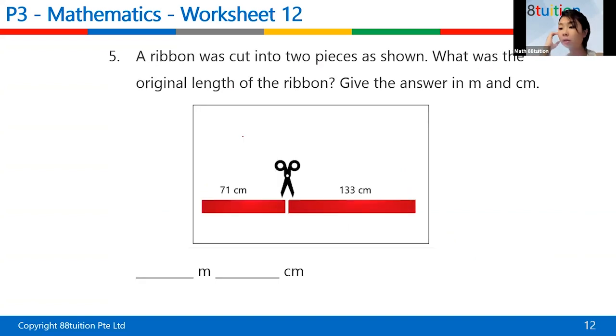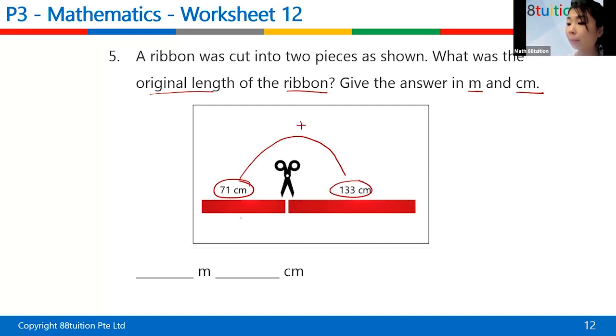All right, next question. We have a ribbon that was cut into 2 pieces. What was the original length of the ribbon? And I want my answer in meters and centimeters. So we want to find the original length, which means I need to add these two numbers together. I need to add piece A and piece B together. Okay? So the total length is piece A, 71 cm, plus piece B, 133 cm. So very quickly, I'll write my working here.